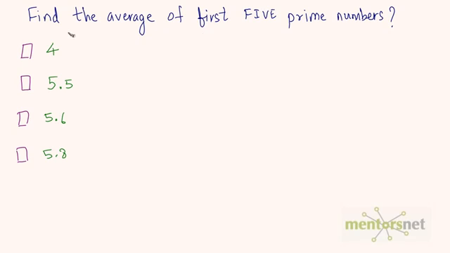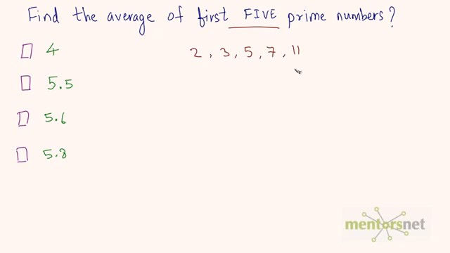So I have a question for you now. Find the average of the first 5 prime numbers. Okay, let us first list the first 5 prime numbers. So the first prime number is 2, next we have 3, next we have 5, then 7 and 11.